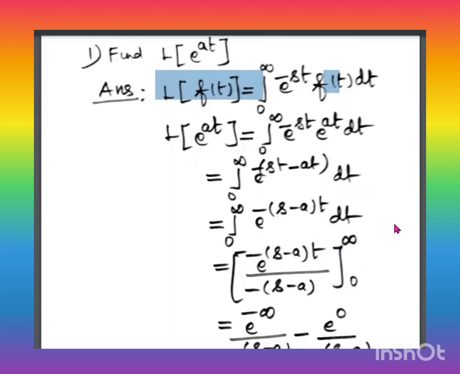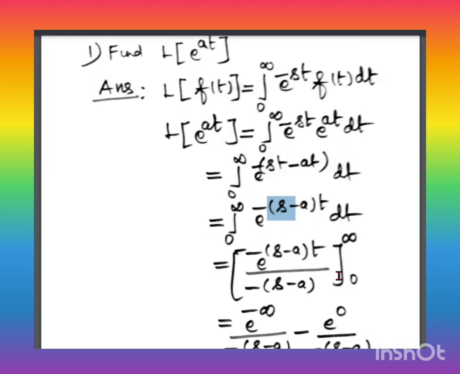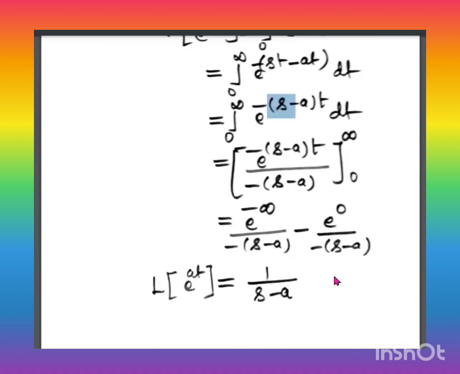So you have to integrate. Integration of e power ax dx is equal to e power ax divided by a. The coefficient of x you have to write in the denominator. Here also, the coefficient of t you have to write in the denominator. So e power minus of s minus a into t divided by minus of s minus a, because the coefficient of t is minus of s minus a. The limit is 0 to infinity, so you have to apply the upper limit as well as the lower limit.